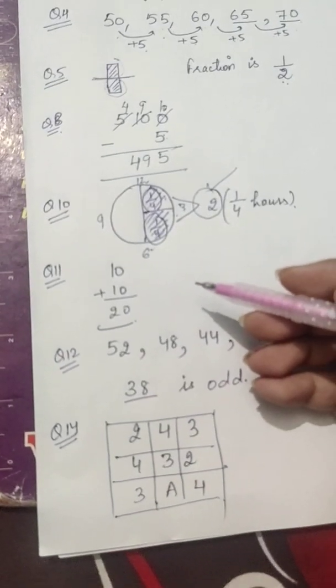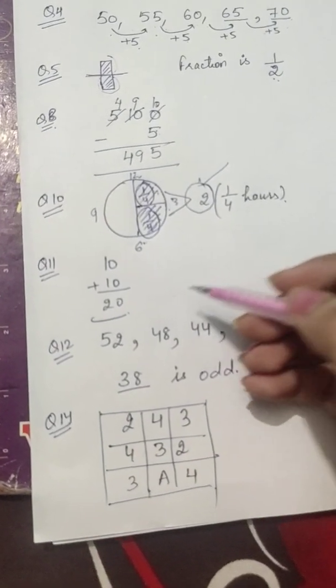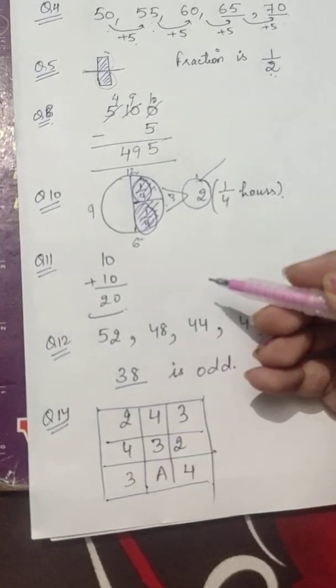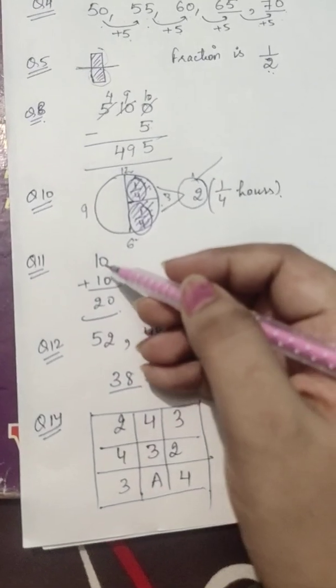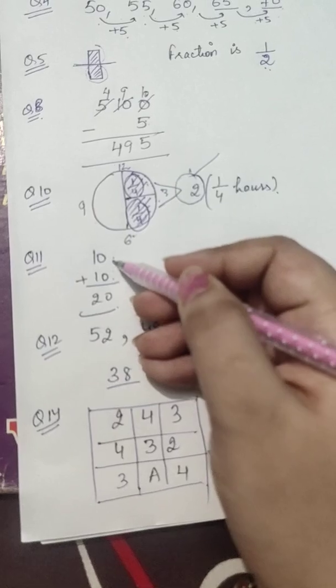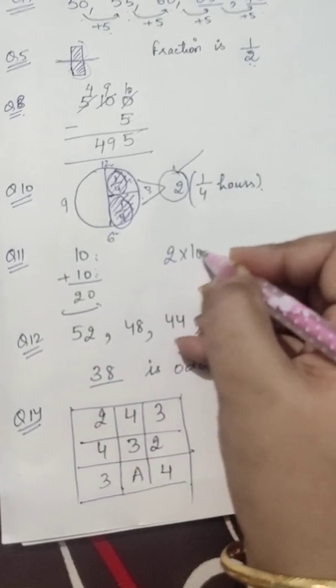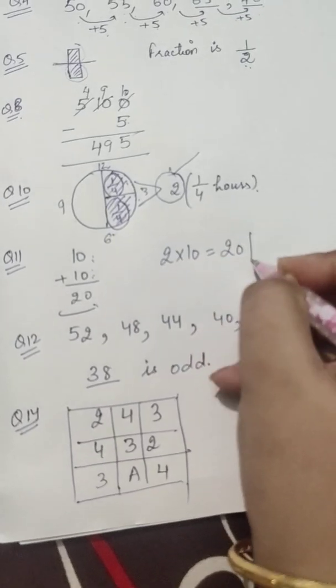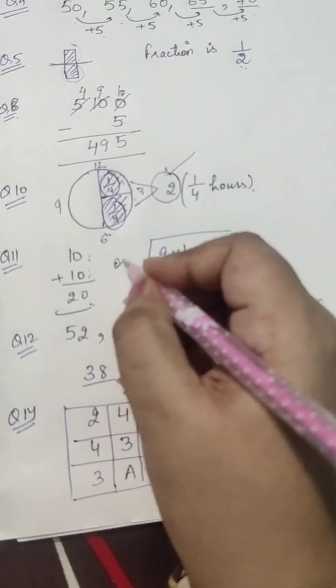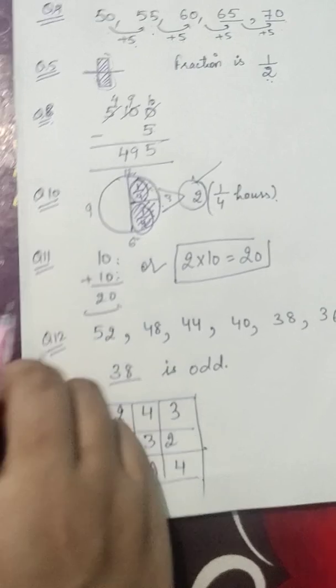Next is double of 5 is 10. Double 5 equals 10. What is double of 10? So either way you can do, you can either add 10 plus 10 and you will get 20, or you can multiply 2 into 10, you will also get 20. Any of the ways you can use to find this out.